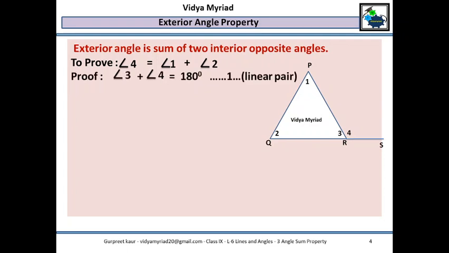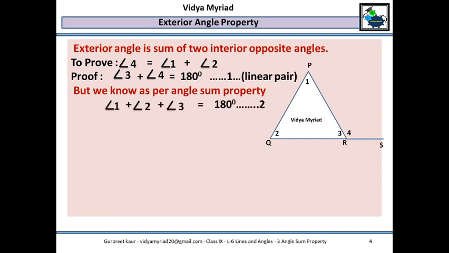Now, let's begin with it. We know if you look at 3 and 4, they are on the same line and their sum is equal to 180 degrees because of the linear pair. Let us name it as equation number 1. We also know the angle sum property, which states that angle 1 plus 2 plus 3 will be equal to 180 degrees. Let it be equation number 2.